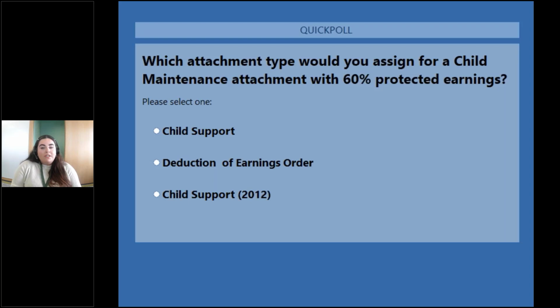So which attachment type would you assign for a child maintenance attachment with 60% protected earnings? Is it child support, deductions of earnings order, or child support 2012? Looks like most of you are getting that right, so I'll reveal that answer very shortly.